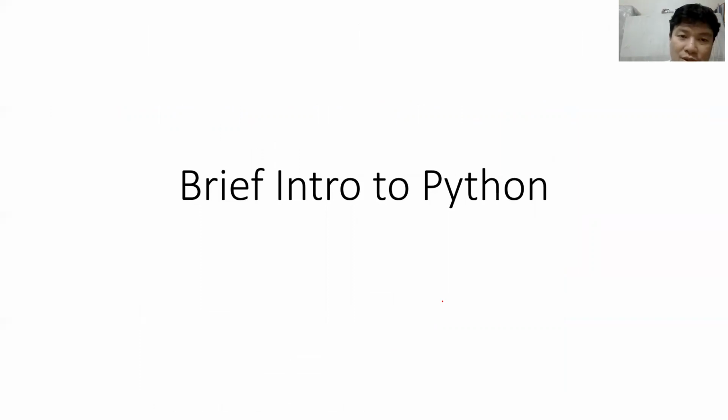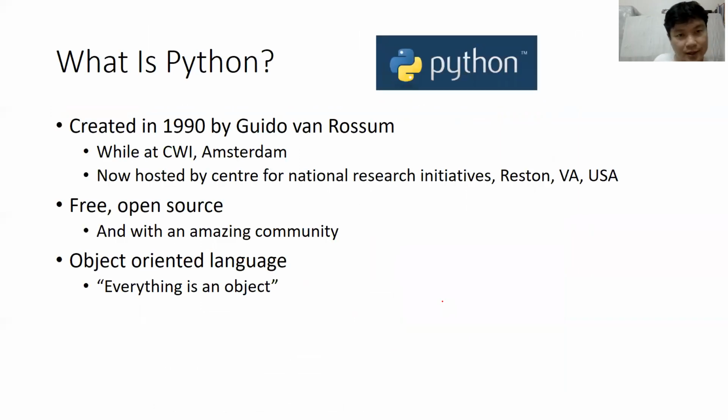Now I'm going to give just a brief introduction about Python. Python is one of the languages developed in 1990. The guy who developed Python is Guido van Rossum. He was a guy in the Netherlands. Now he hosted the Center for National Research Initiative in America. But the good thing about Python is it is free, it's open source, there is a lot of community, and it is an object-oriented language.